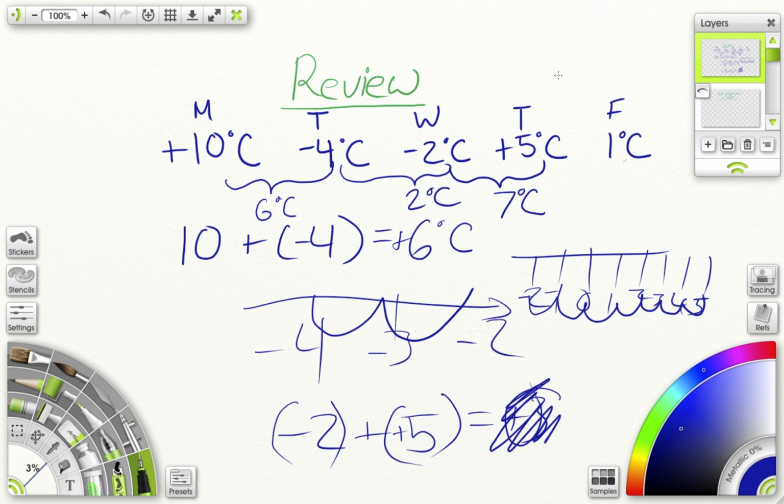So as you can tell, I clearly haven't gotten enough sleep this week. So now I'm looking at Thursday to Friday. So Thursday, Friday, this one's pretty simple. I went from +5 degrees down to 1 degree. What was the difference? From 5 degrees to 1 is 1, 2, 3, 4. 4 degrees Celsius. So you guys have done really well with the word problems, so that's fantastic.